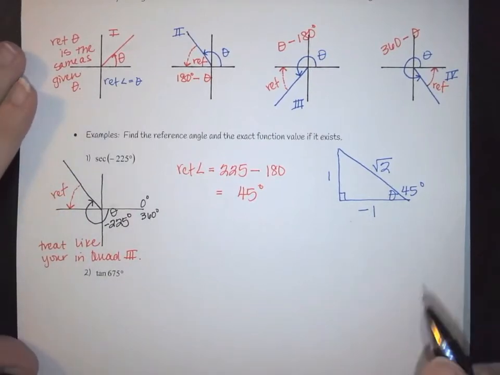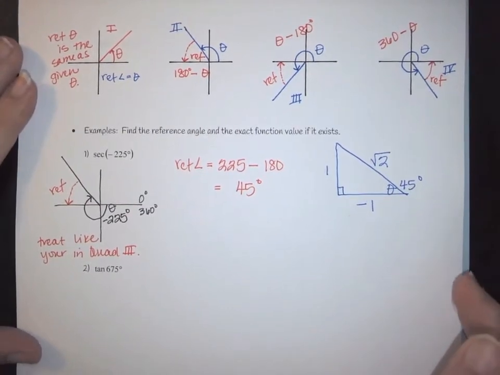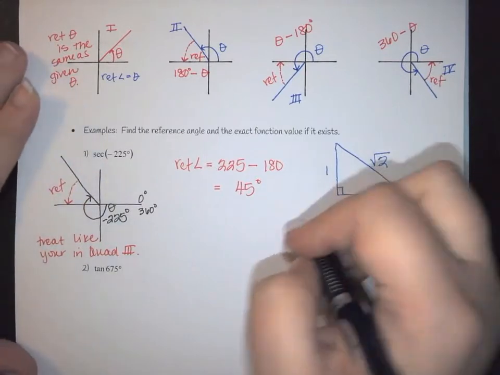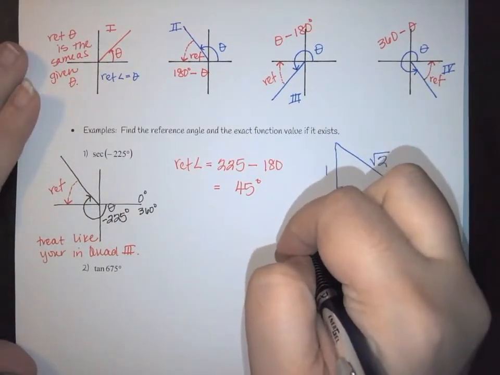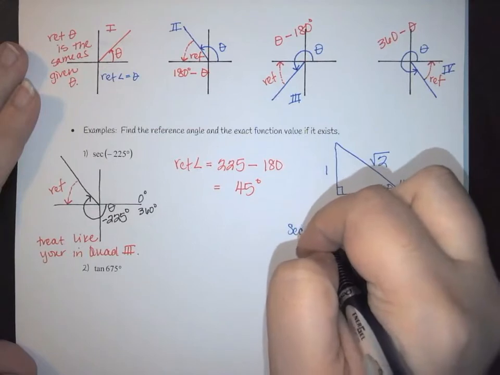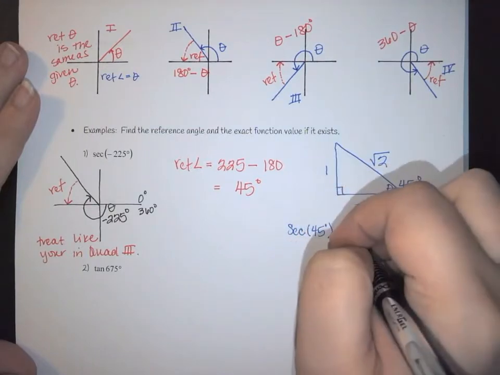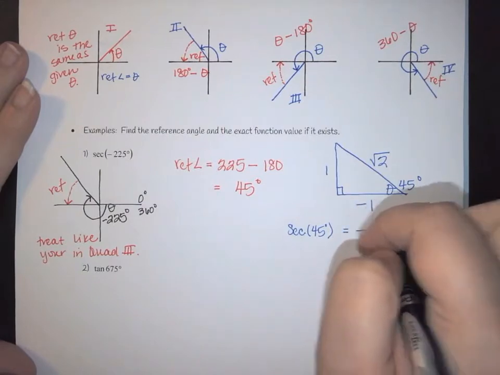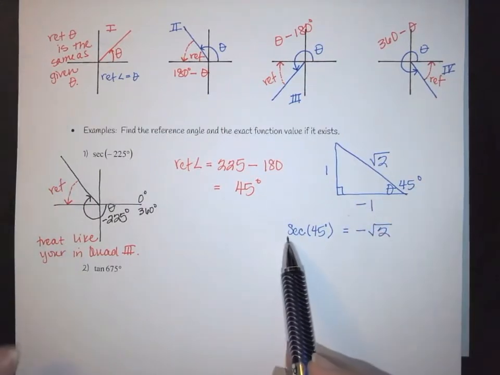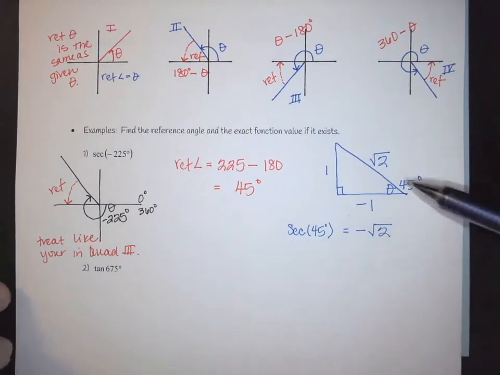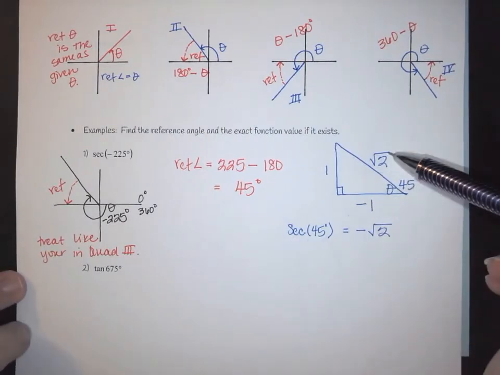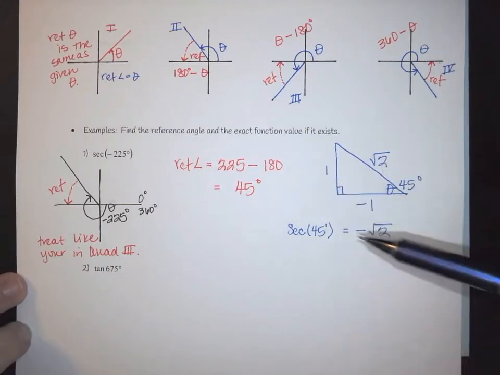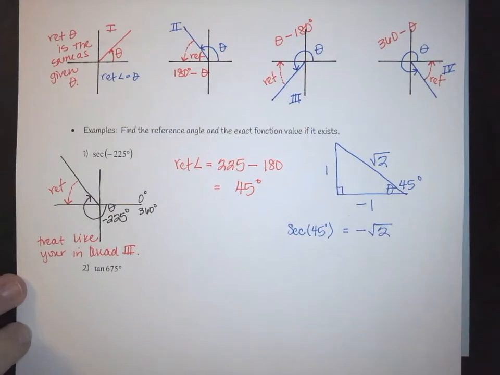So in order to actually find the value, we have to go back to what we were doing, and in this case we're doing secant. So we are really looking at the secant of your 45 degree reference angle, which is going to give you a value of negative square root of 2. Remember, secant is the opposite of cosine, so instead of 1 over the square root of 2, you'd have the square root of 2 over 1. So these were the two things that we were looking for.